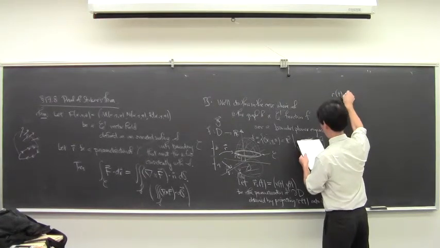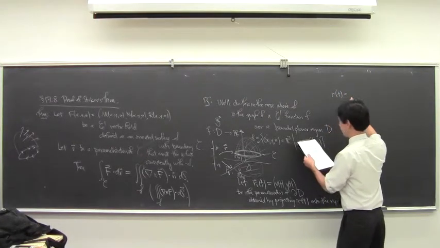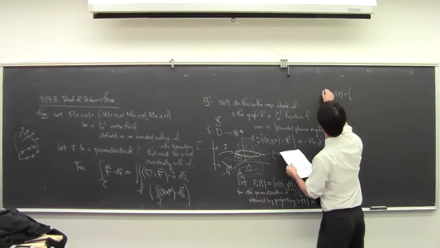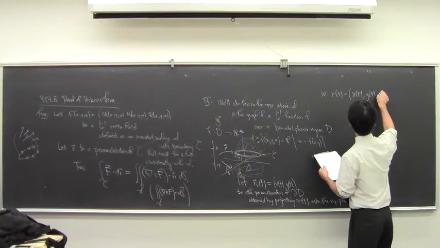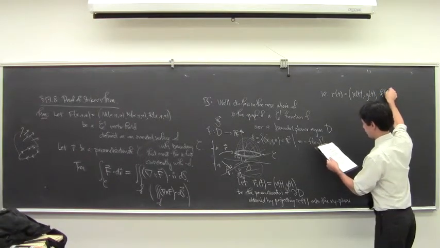So in other words, r of t could be written as x of t, y of t, f of x of t, y of t.